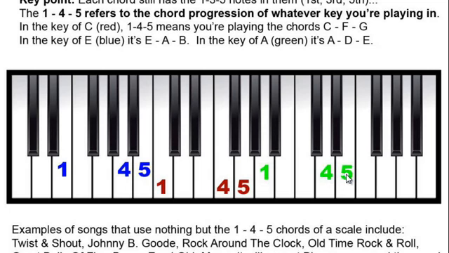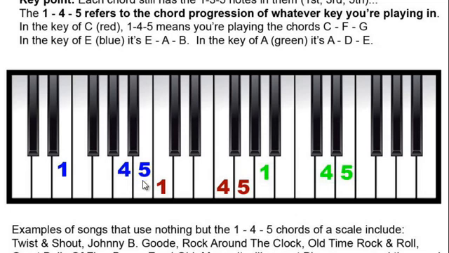Now, if someone starts to sing and then they go, hey, that's the wrong key for me, I need to do it in the key of E. You go, oh, okay. Well, in the key of E, the E is the 1 chord, and then 1, 2, 3, 4, 5. So the 4 chord is an A, and the 5 chord is a B. So you're playing E, A, and B.